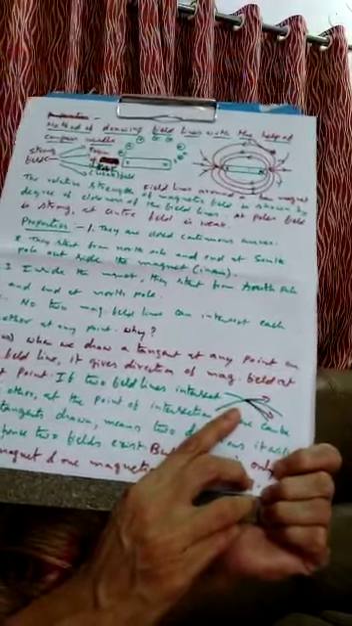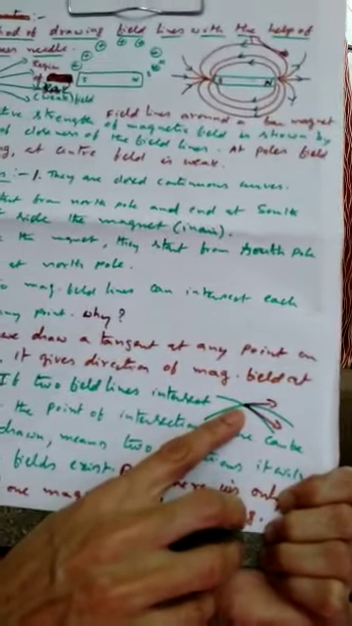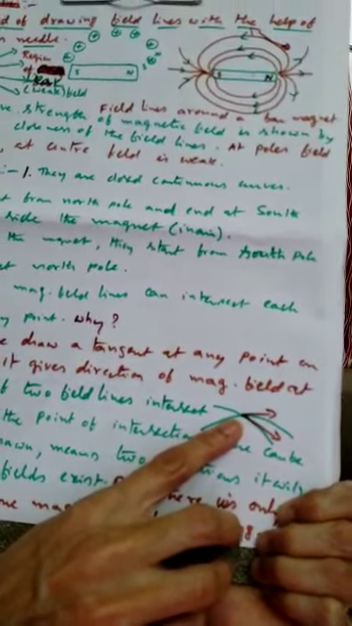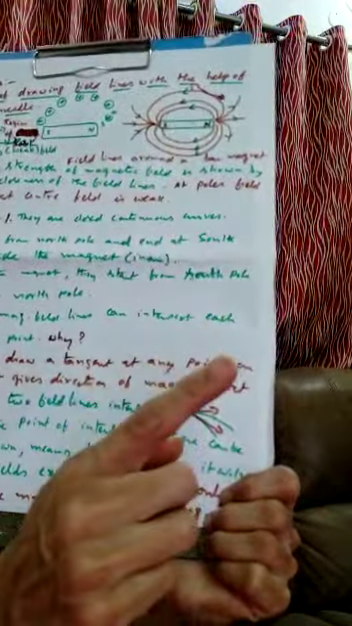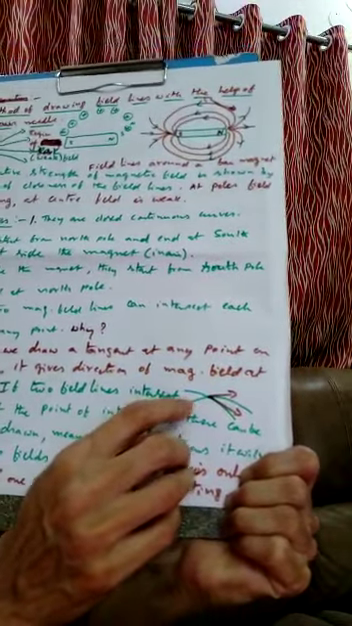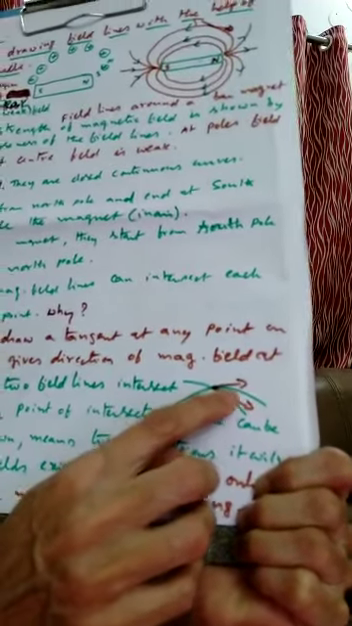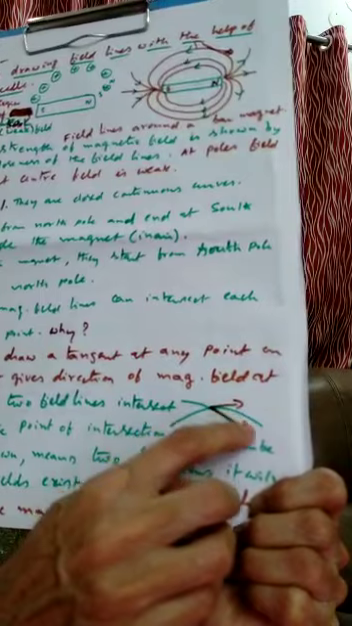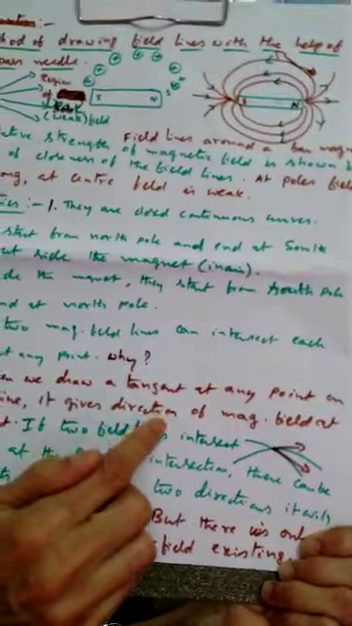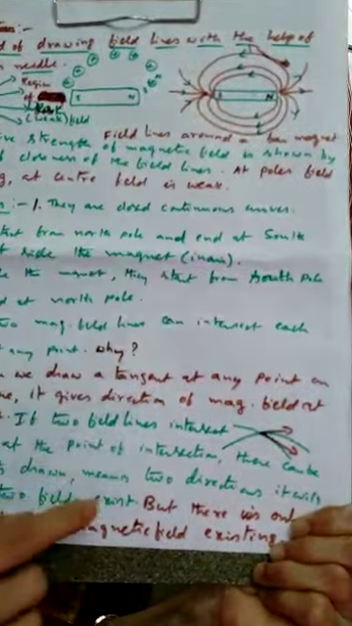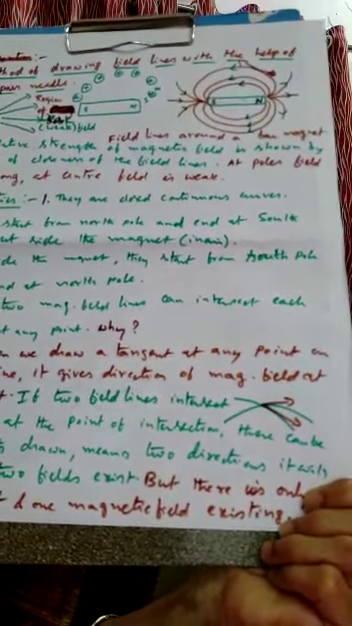Why? Because you know that on any point on the field line, if you draw a tangent, it shows the direction of the magnetic field. Here, how many fields are there? Only one. One bar magnet, one magnetic field. Got it? Okay. If they cross each other, at the point of intersection two tangents can be drawn. One is like this, another is like this. What does it mean? Two tangents means two magnetic fields. But how many fields are there? Only one bar magnet, so only one field is there. Got it? Is it clear?